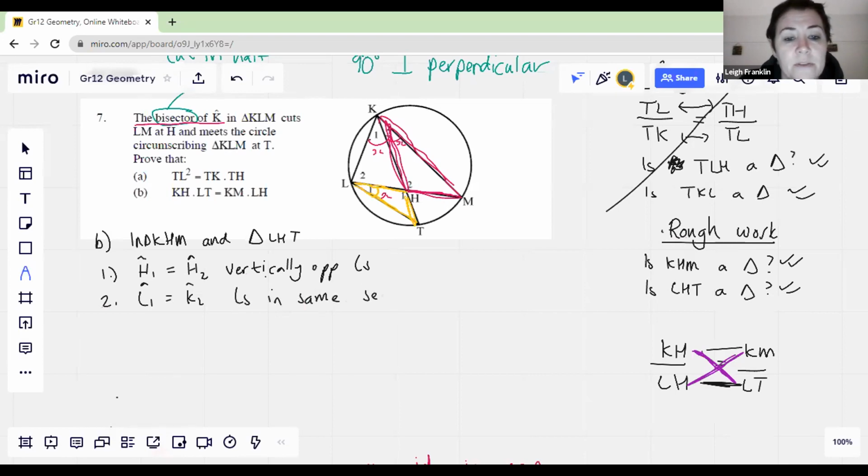So I'm just going to say angles in the same segment. And what does that leave over for us? Right? So angle T and angle H. Angle T and angle M. Yes. Okay. So now, Chad, you could say that angle T equals angle M, and you could say one of two reasons. What are the two reasons you could say?